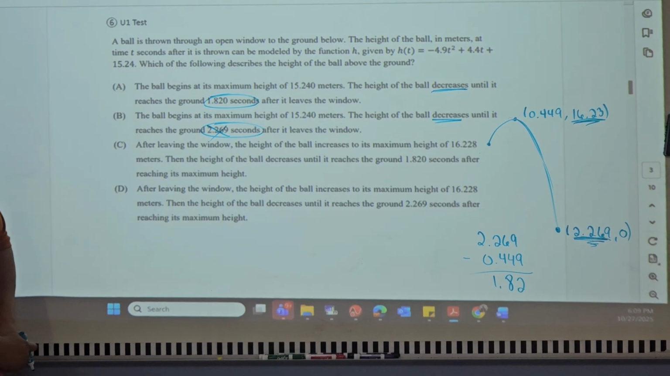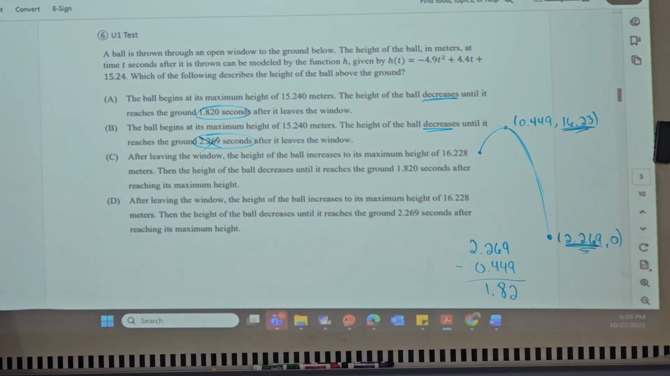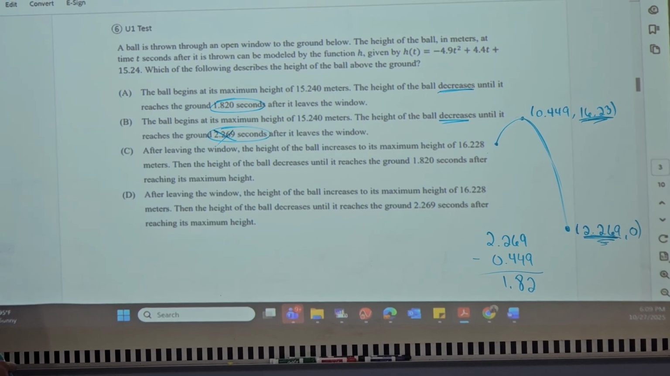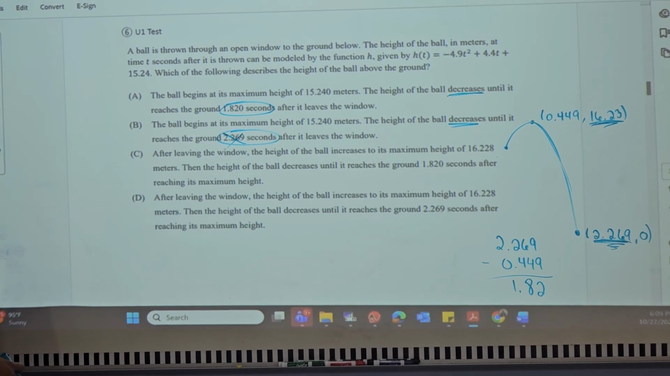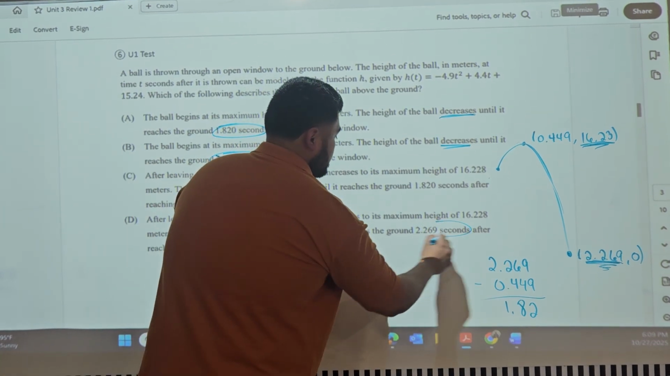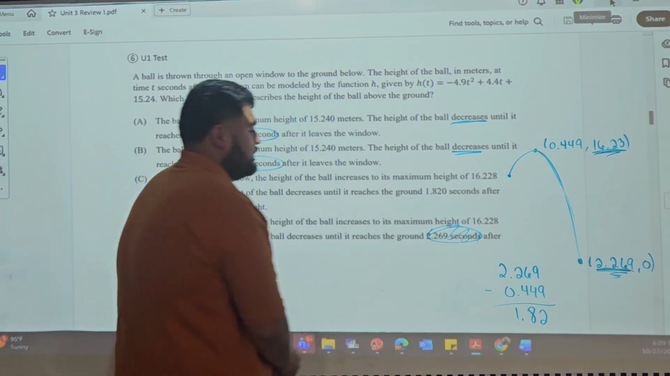So, what about D? After leaving the window, the height of the ball increases to a maximum height of 16.228 meters. Then the height of the ball decreases until it reaches the ground level, 2.269 seconds. No, we just summarized this.